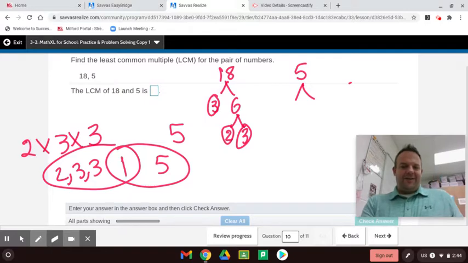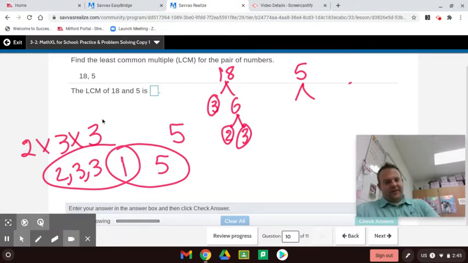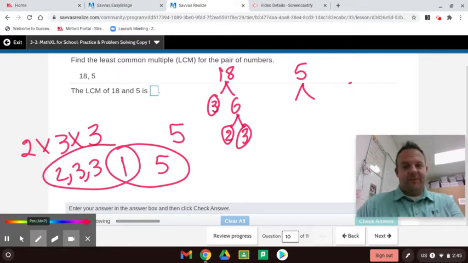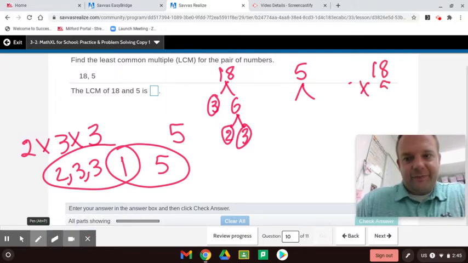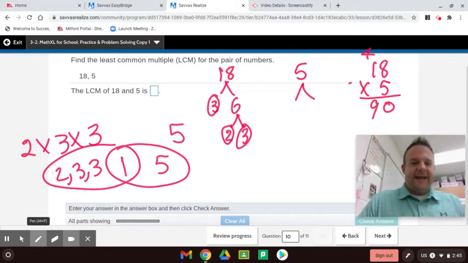One number in common. So for this one, you would do 2 times 3 times 3 times 1 times 5, which would be the same as the product of 18 and 5. Now, that's not always the case. It is the case when there are two prime numbers, or in this case, one of the prime numbers. It's just 18 times 5. 90.